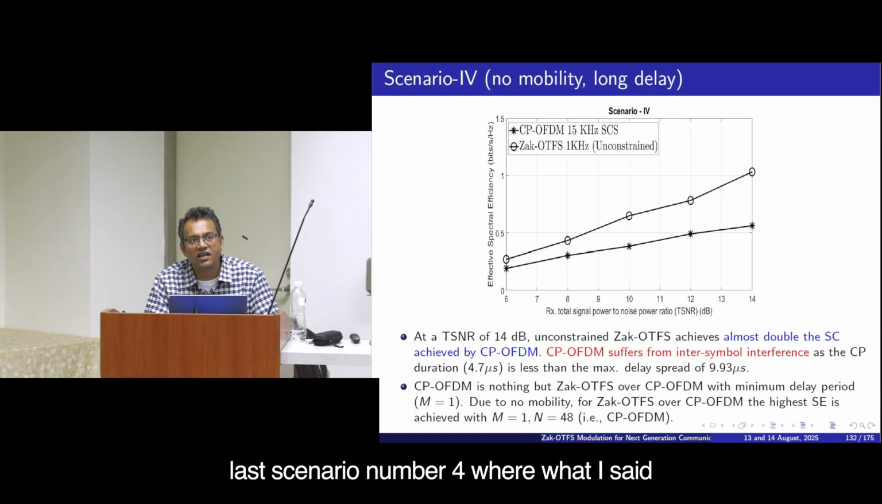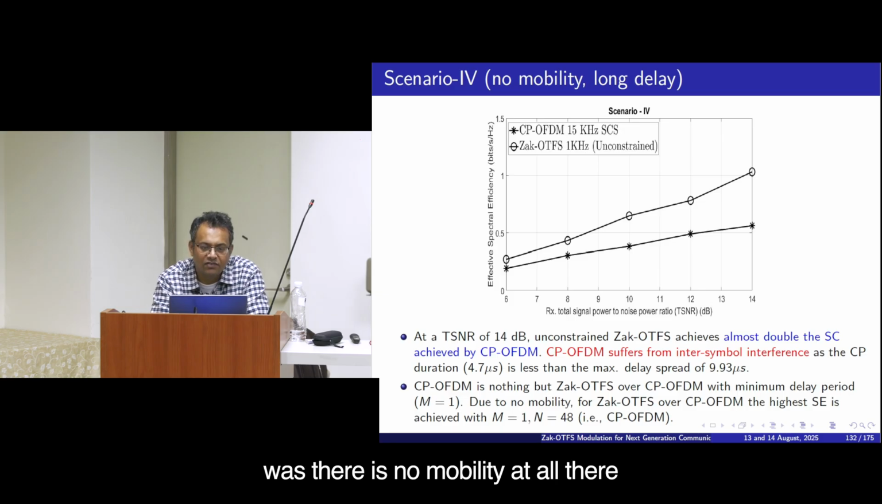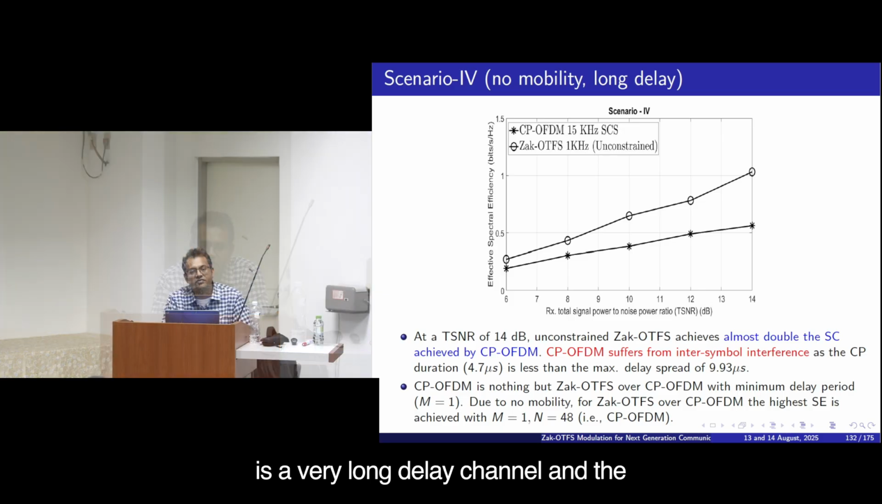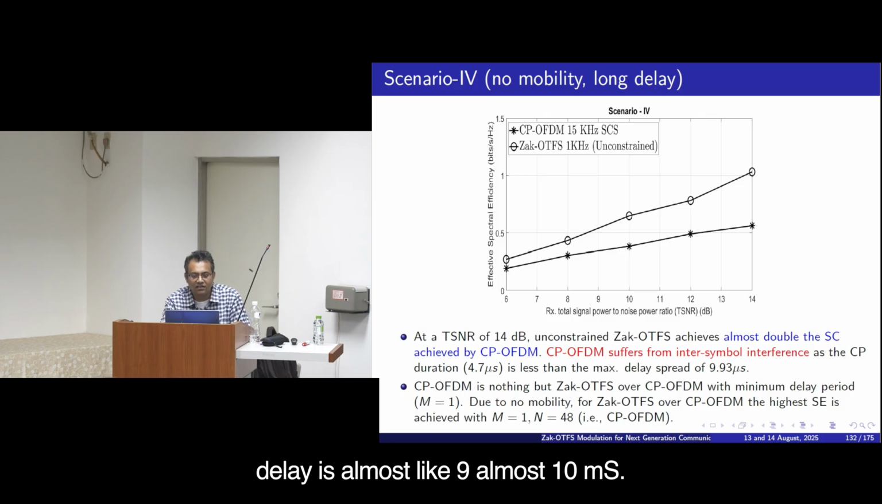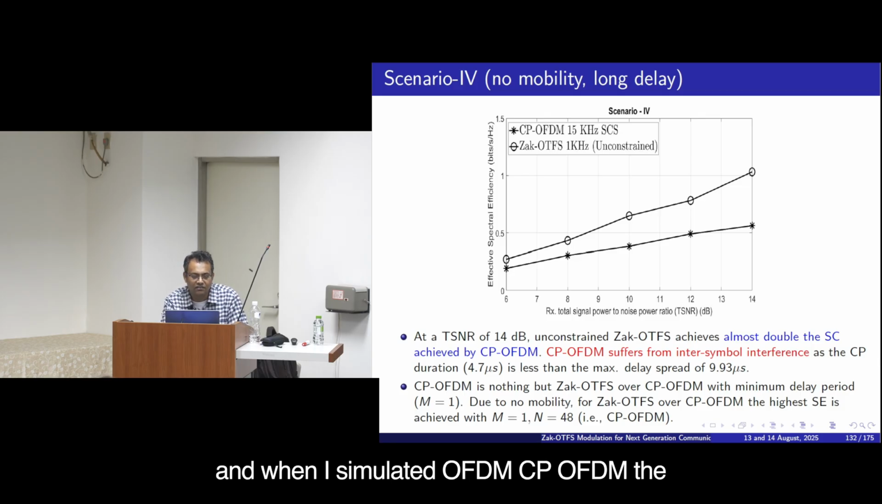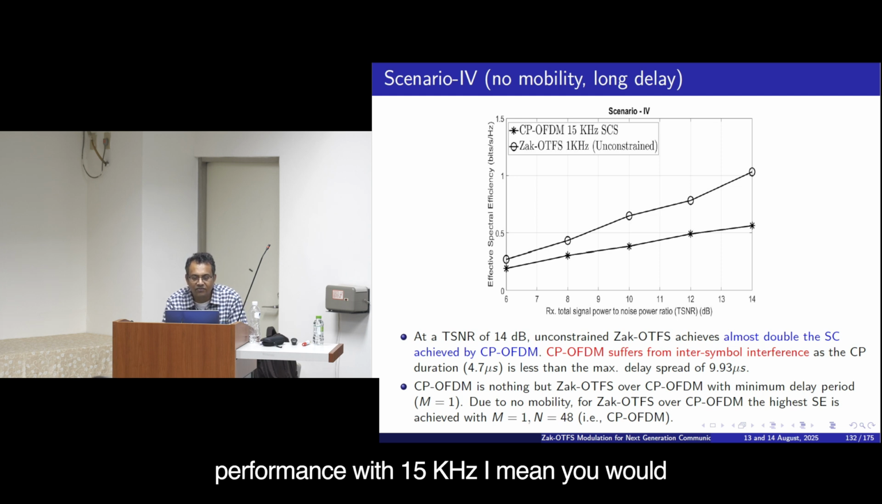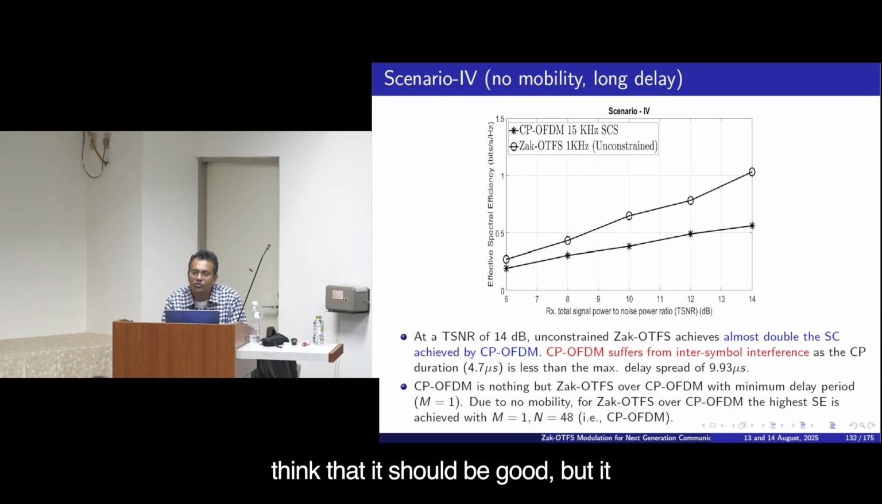And then there was this last scenario, number 4, where what I said was there is no mobility at all. There is a very long delay channel, and the delay is almost 10 microseconds. And when I simulated CP-OFDM, the performance with 15 kilohertz, you would think that it should be good, but it was really bad.